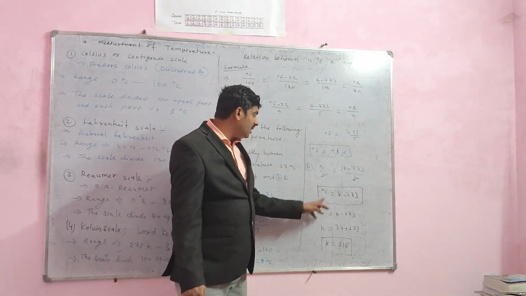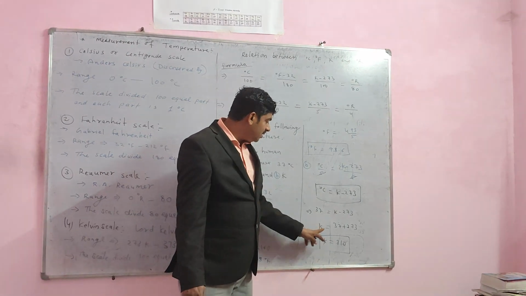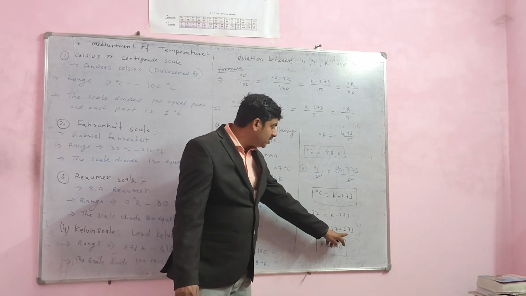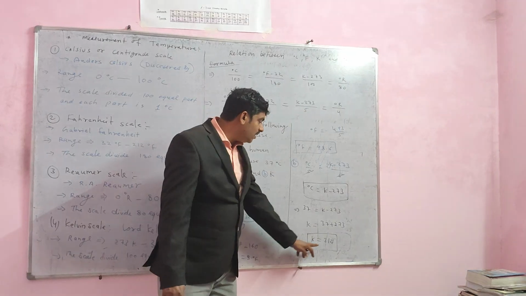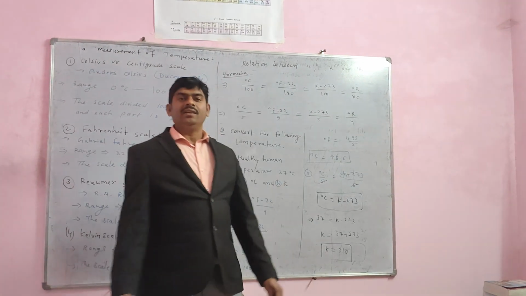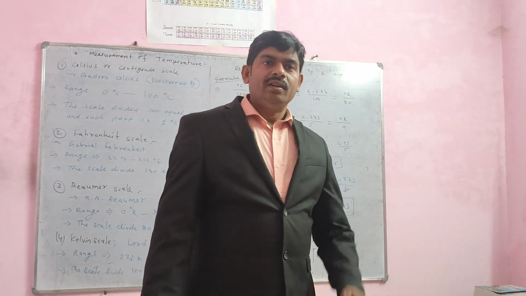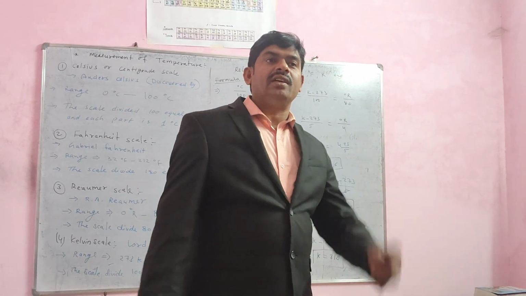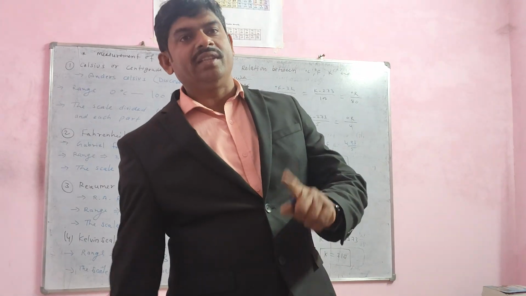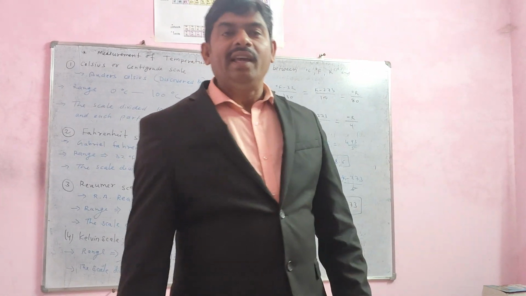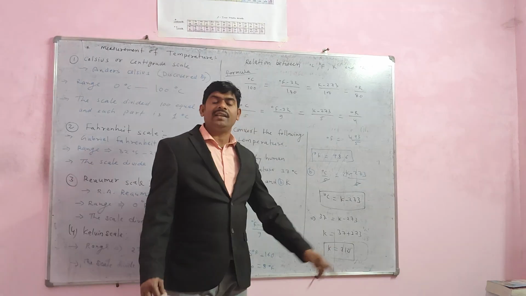Here you put 37 for C. You will get, by transposing, K is equal to 37 plus 273. Finally you will get K is equal to 310. It means the temperature of a healthy human person is 37 on the centigrade scale, 98.6 Fahrenheit on the Fahrenheit scale, as well as 310 Kelvin on the Kelvin scale.